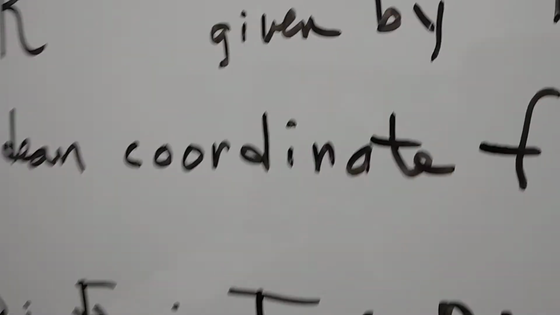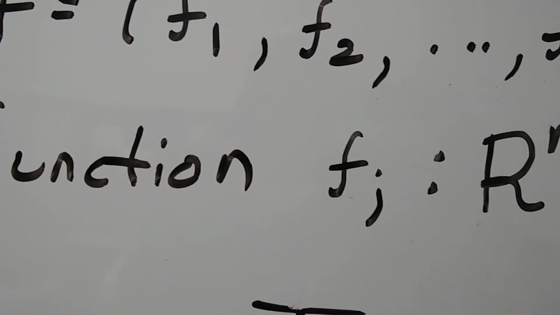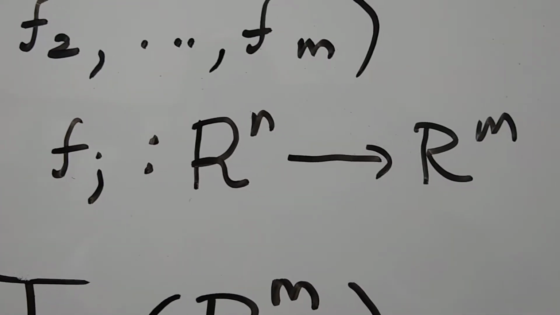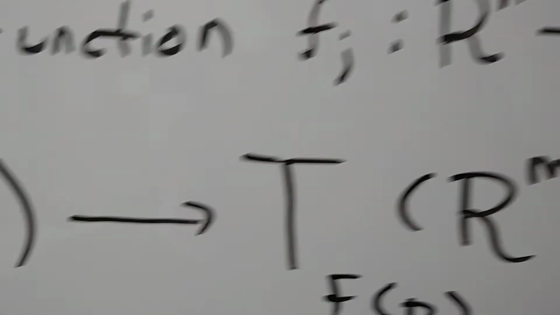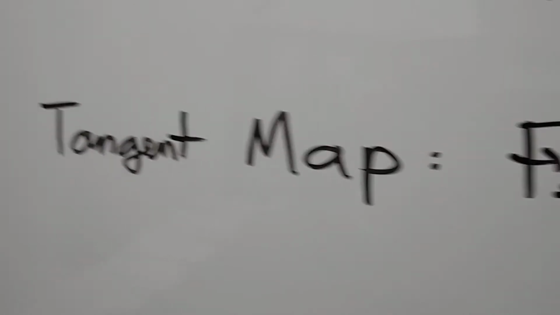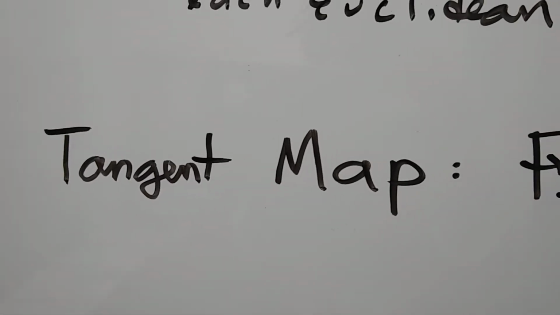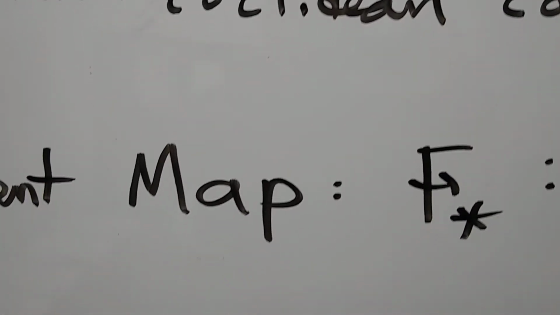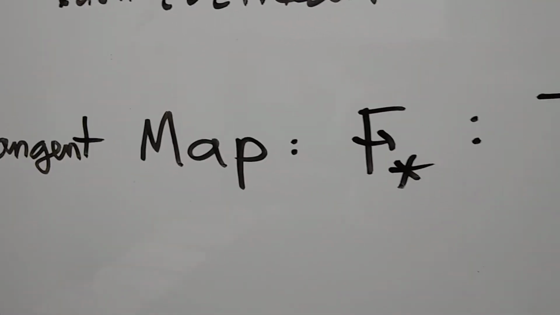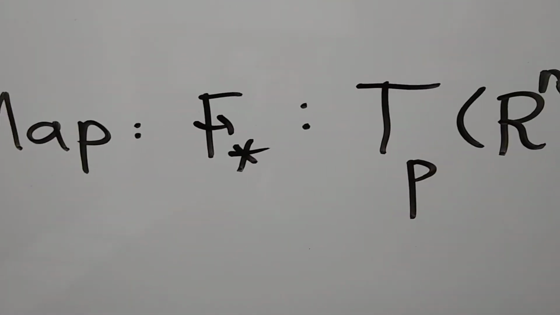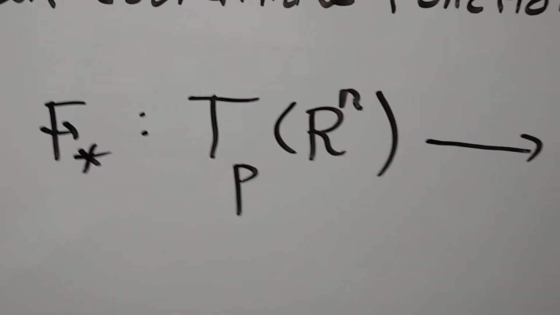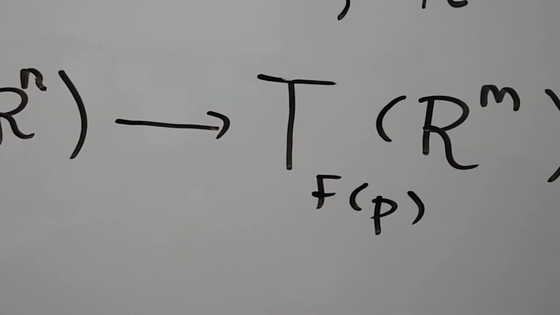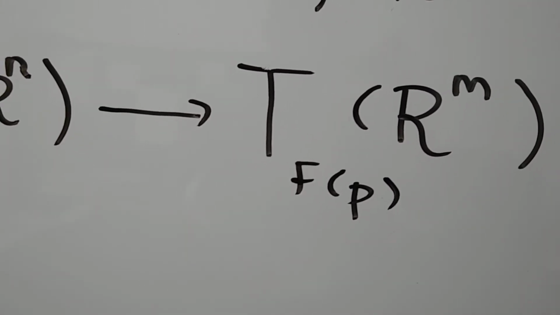And each of these f sub j, where j goes from 1 through m, is just going to be a function itself from Rn to R. So let's talk about the tangent map of that mapping from Rn to Rm. We're going to represent the tangent map by f sub star. It's going to map the tangent space of Rn at the point P to the tangent space of Rm at the point f of P.